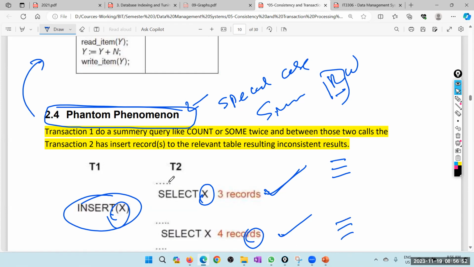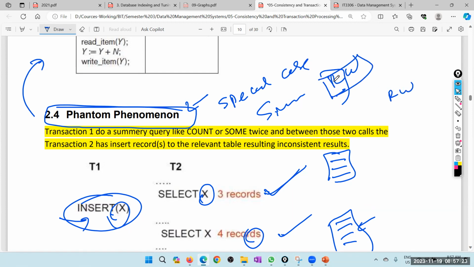But this transaction has not changed those records. It has inserted a new record. Therefore, next time when you read the same set of records or the same set of condition, earlier maybe you had 3 records, now you have 4 records because the new insert also gets into your result because it satisfies the condition. So this is not really a read-write issue, but similar to read-write.